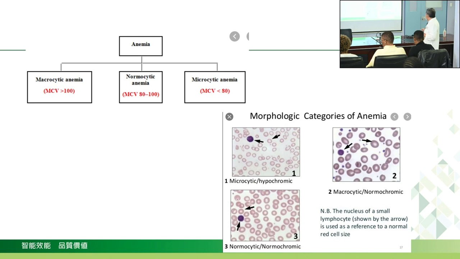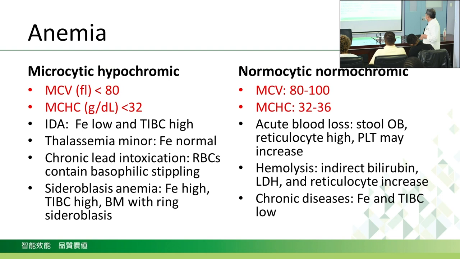The nucleus of the small lymphocyte is shown here. So anemia, microcytic, hypochromic: MCV less than 80, MCHC gram per deciliter less than 32. So IDA, iron deficiency anemia. You can see iron low, TIBC high, and later I will explain what TIBC is. Thalassemia minor also has microcytic anemia, but when you check iron, it's normal. Chronic lead intoxication, RBC.